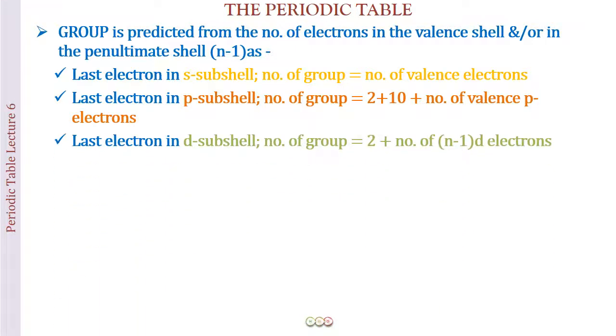Next we have the d block elements. So the last electron is entering into the d subshell, and the number of the group is going to be equal to 2 plus the number of (n-1) d electrons, right?